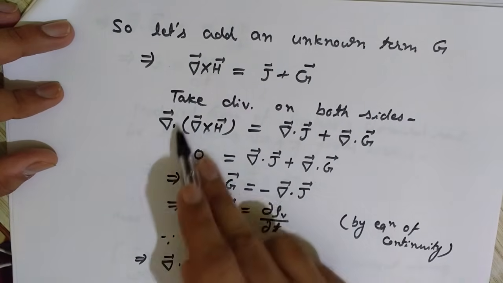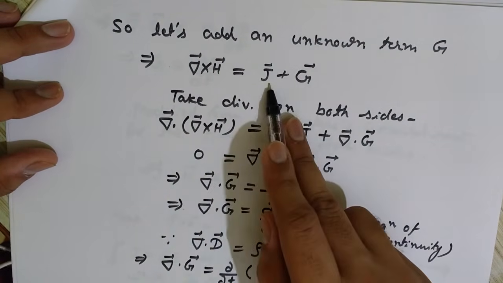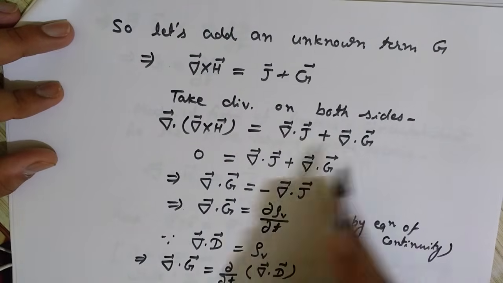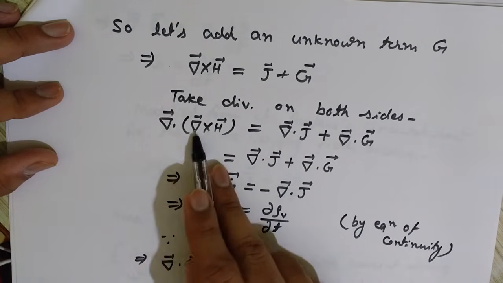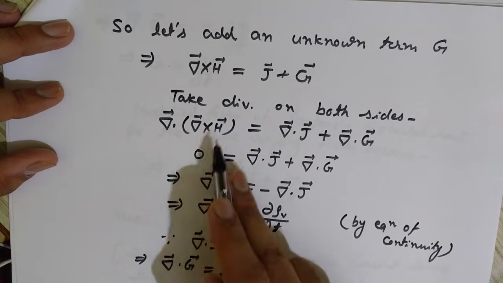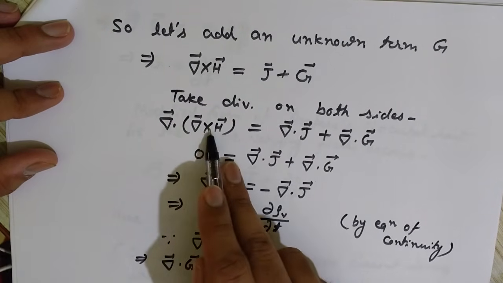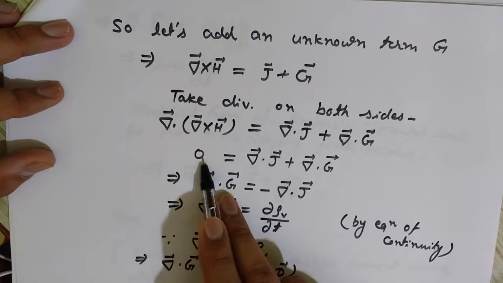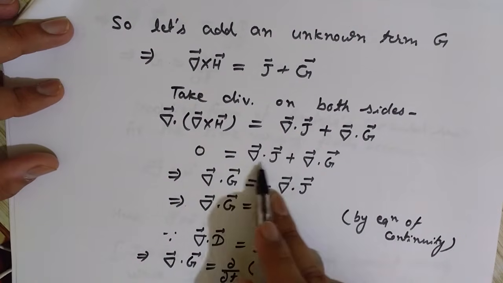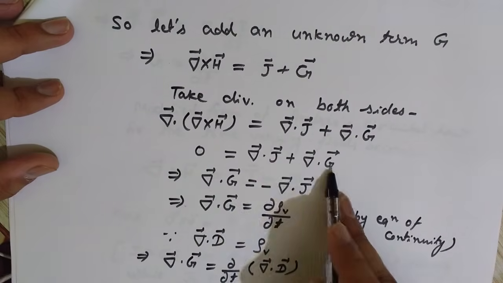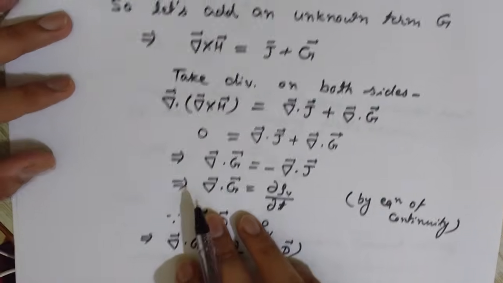So divergence of curl of H equals divergence of J plus divergence of G. We have seen that divergence of curl of H is 0. The reason I have explained: this is a dot product, this is a cross product, so it is 0. From this, divergence of J plus divergence of G is equal to 0.